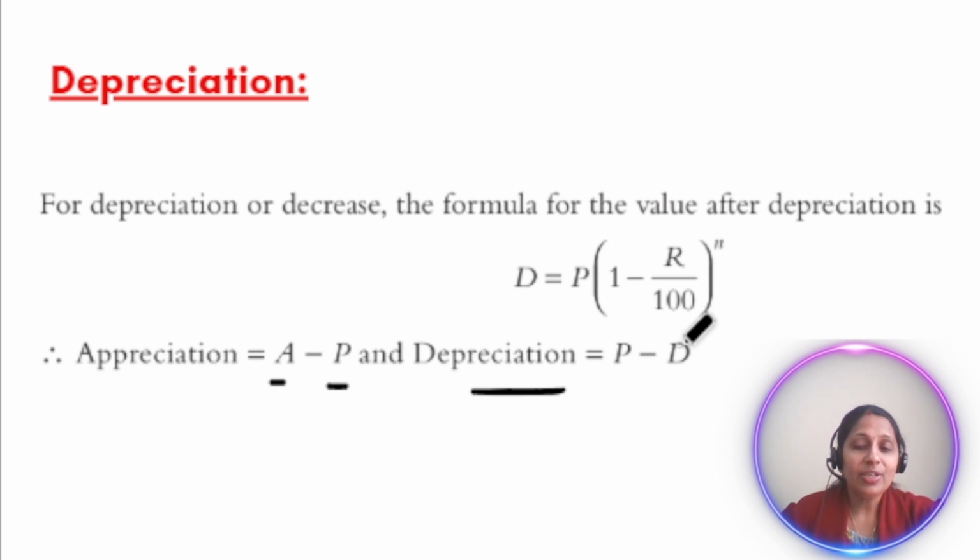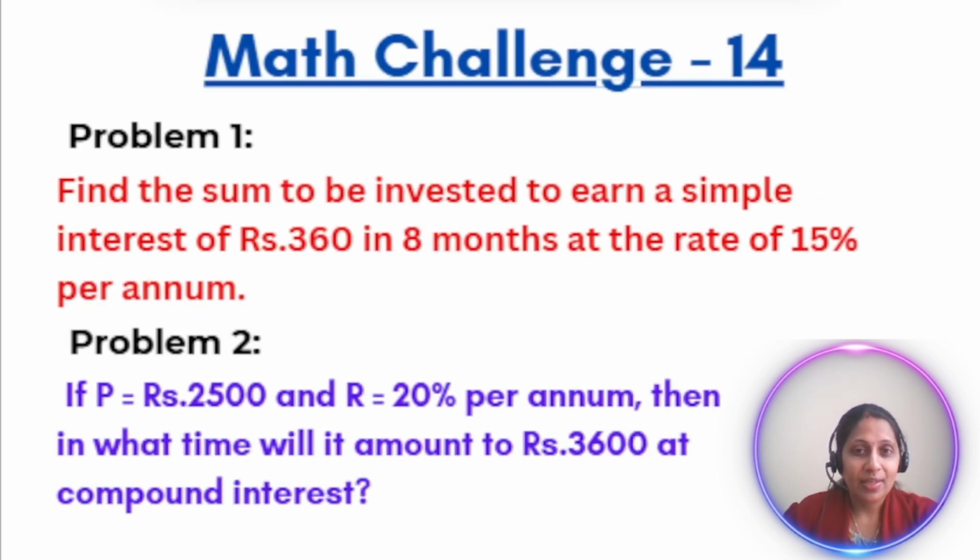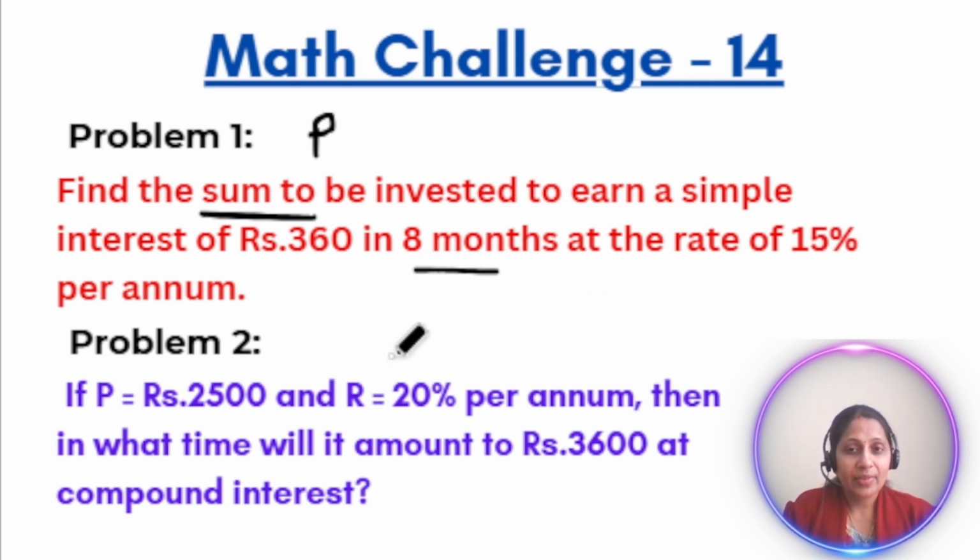Right, now here is the challenge for you. Challenge number 14. Find the sum to be invested. So to be invested, which means they are asking you the principal. So find the amount to be invested to earn a simple interest. Here simple interest is given, which is rupees 360 in 8 months at the rate of 15% per annum. Very simple. Substitute in the formula. Here we are going to find P.